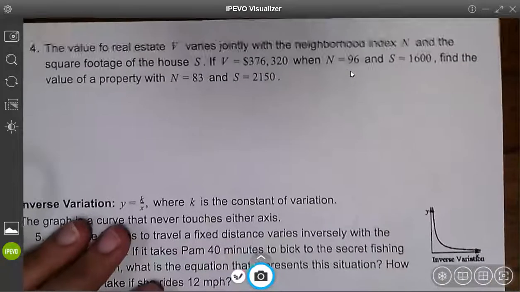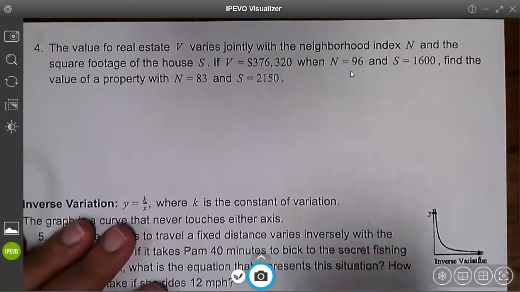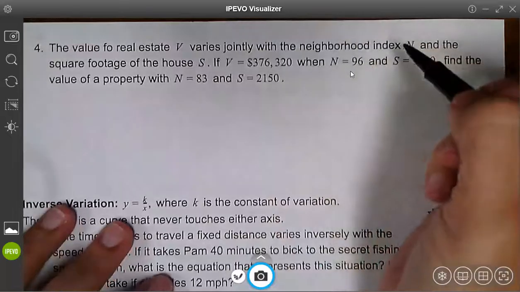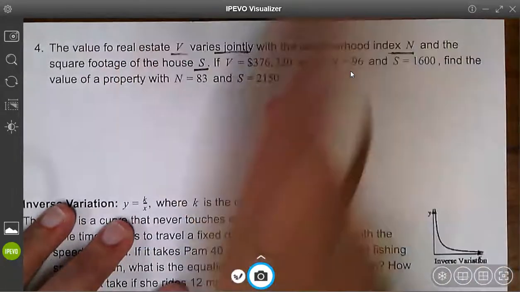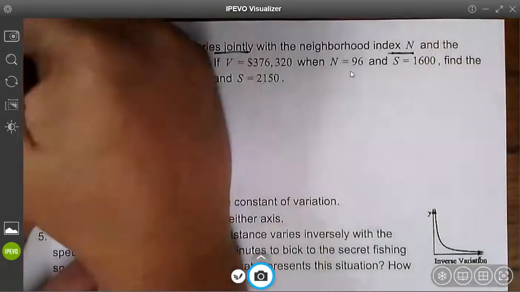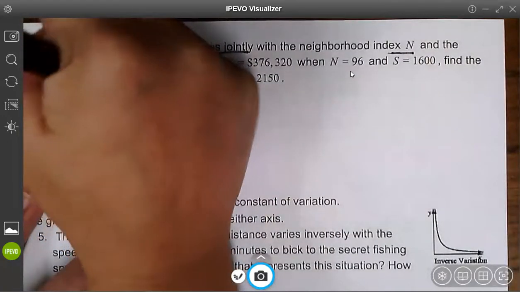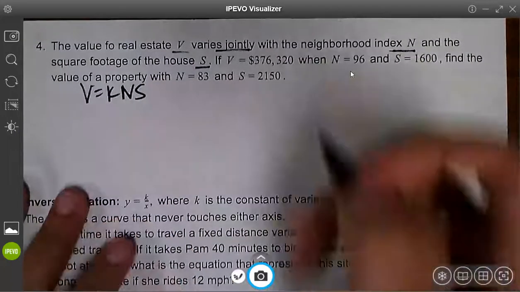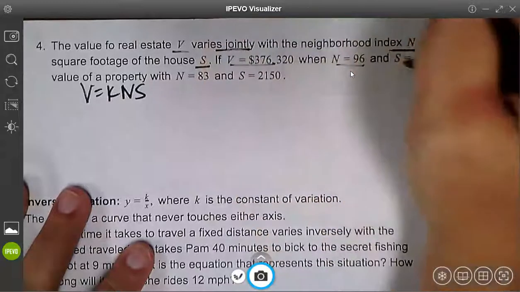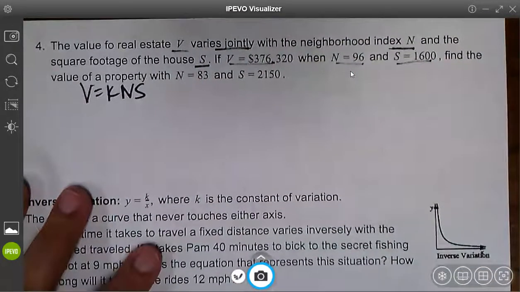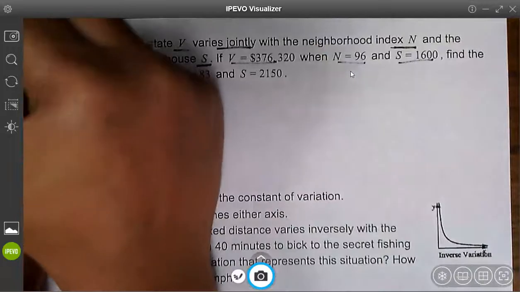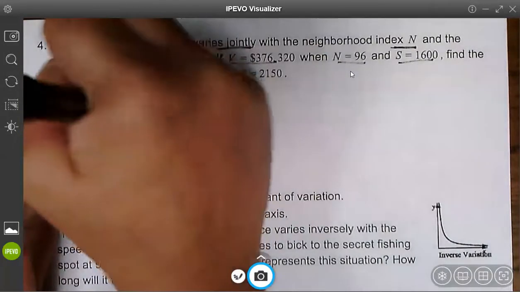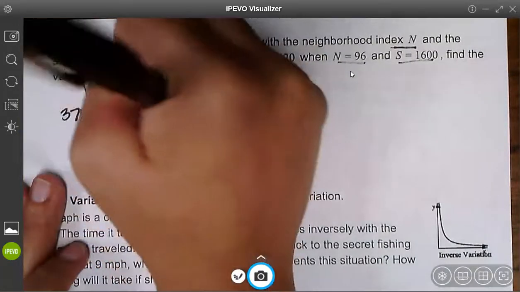Another joint variation problem. The value for real estate V varies jointly with the neighborhood index N and the square footage S. So that's our equation. V equals k times NS. I have V equals this when N equals this and S equals that. So I can find my constant of variation that way. So 376,320 equals k times 96 times 1600.